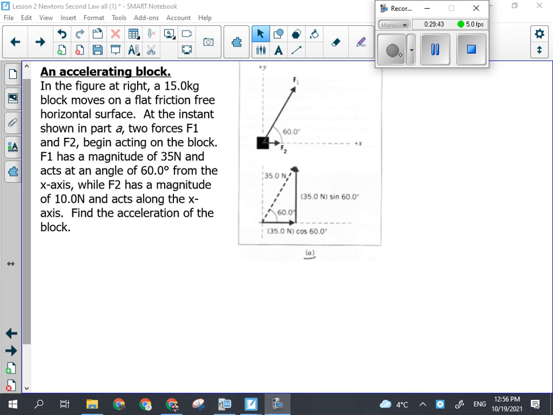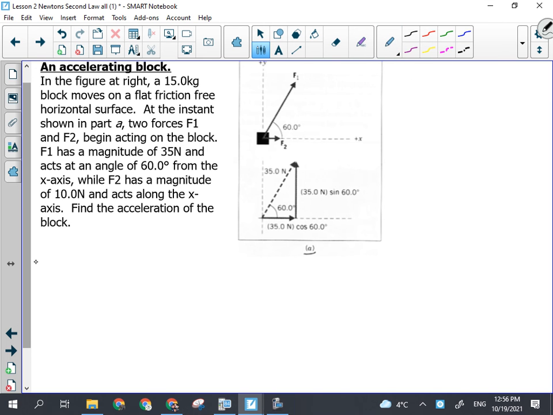All right, so what they've done here is draw the free body diagram. I don't really like how they've done it because they didn't write the numbers on any of the arrows, and that's an important part of your free body diagram. So the free body diagram for this problem should look something like this.